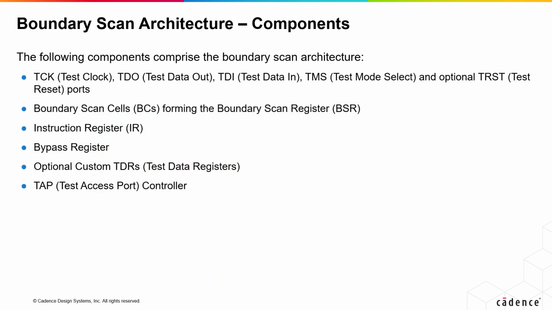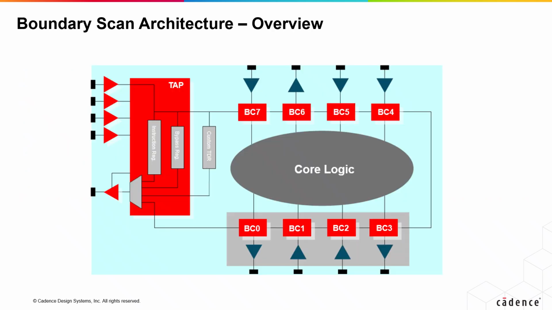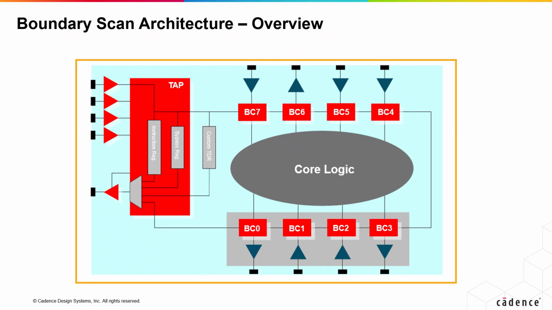Let's check out the boundary scan architecture components. The components include certain ports like test clock, test data out, test data in, test mode select, and optionally test reset. So these TCK, TDO, TDI, and TMS are the mandatory ports, and you can have the test reset port optionally. Apart from this, you have boundary scan cells, called BCs, which form the boundary scan register. You have an instruction register, a bypass register, and optionally test data registers, and then a TAP controller, that is, a test access port controller.